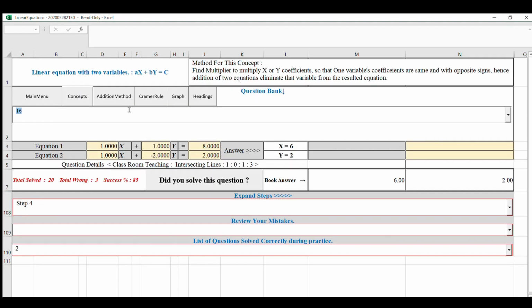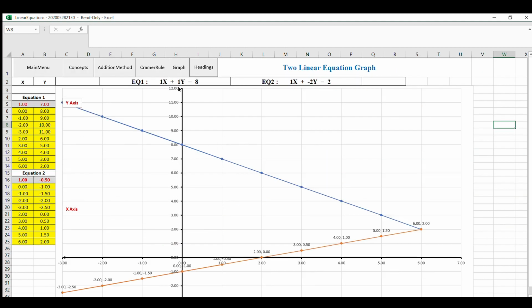Alright, now we will not look at any other method here. We will straight away go to graph. Did you see that? How does graph look? Now there are two equations given, 1x plus 1y is equal to 8 and the second equation is 1x minus 2y is equal to 2. If you look at the left hand side, look at row number 4. This is equation 1, this is equation 2.